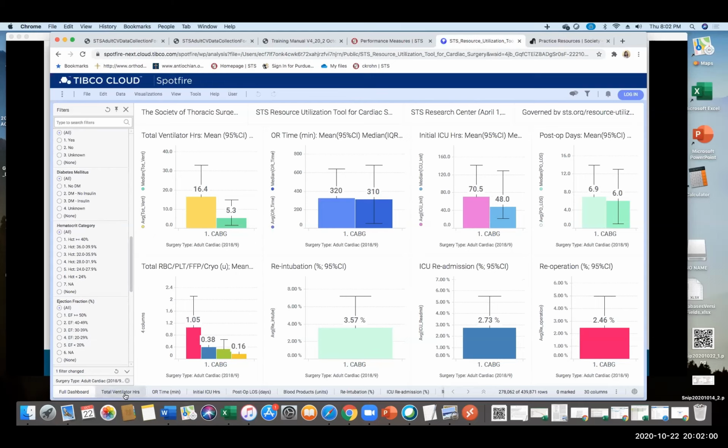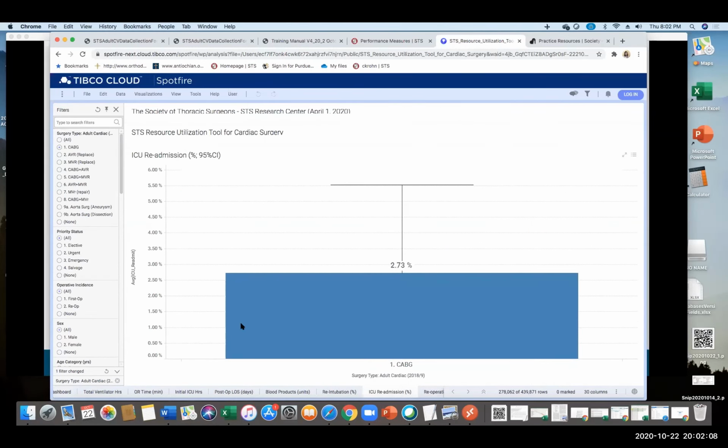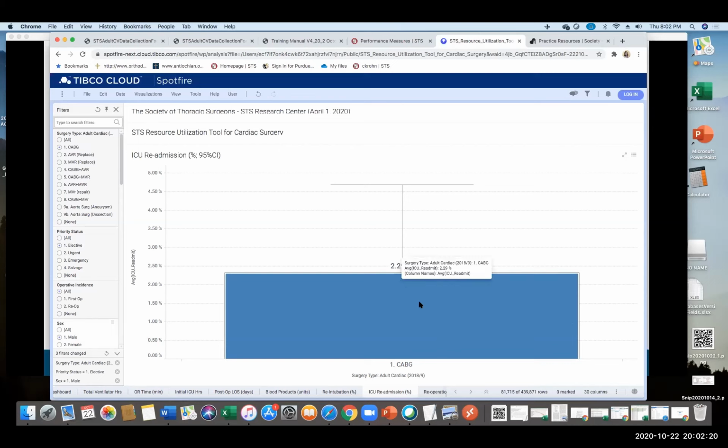Down here on the bottom, you would have outcomes broken out further if you were interested in that. So ICU readmission, this is for a CABG patient for, let's see, if we looked at just elective surgeries and we wanted to look at just male patients, we could see that that would be 2.2 or almost 2.3%. And this is really great for site resource utilization, and something that would probably be very helpful at some sites when they're trying to determine how their resources are placed. So I wanted to share that.